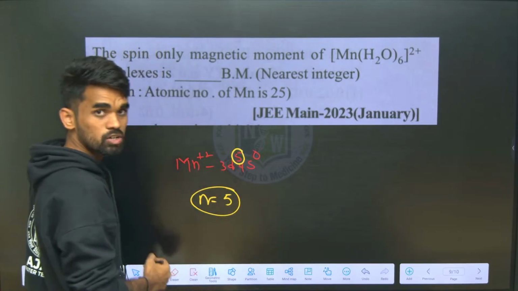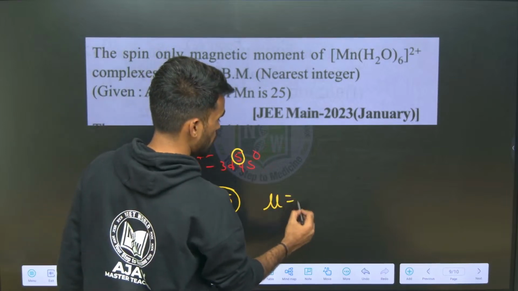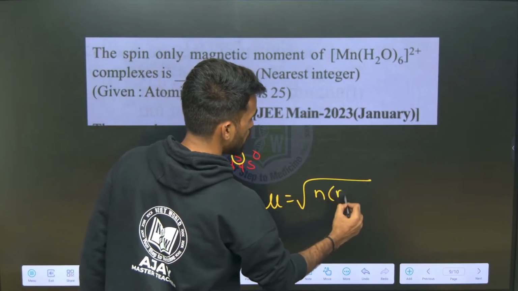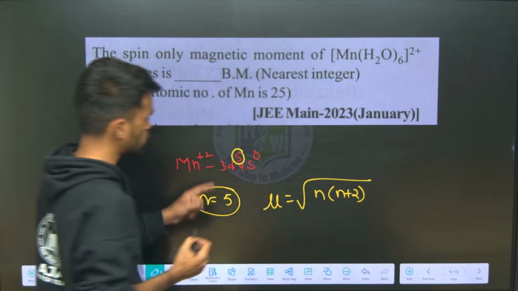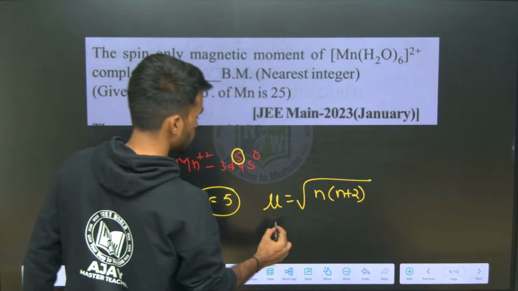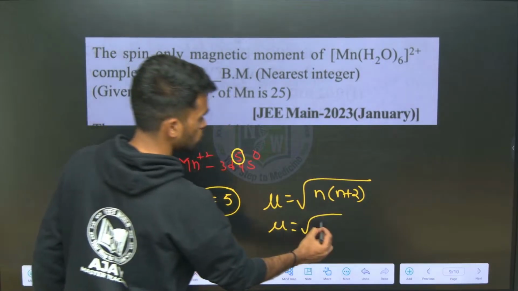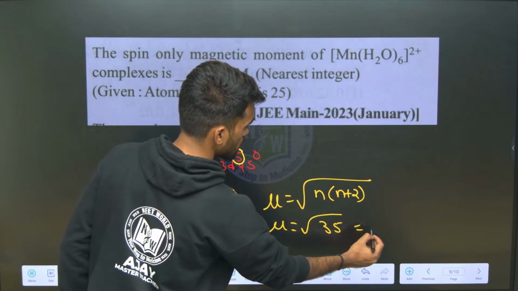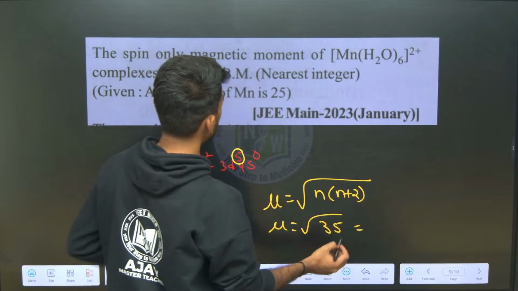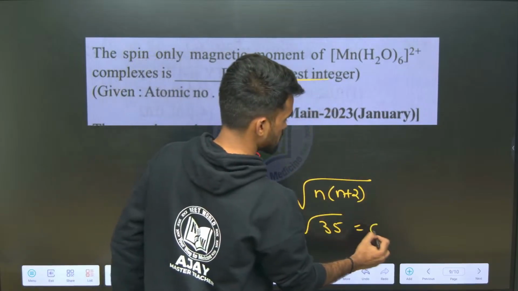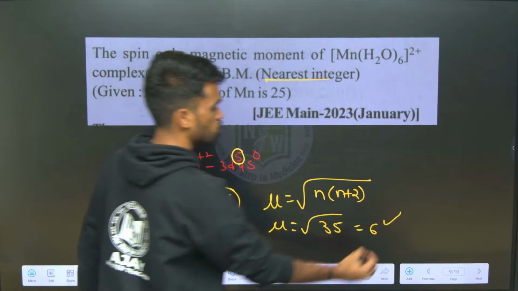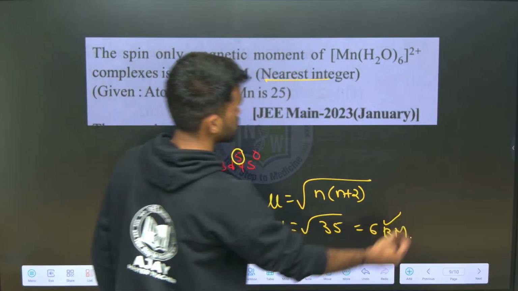So 5 unpaired electrons, what is the magnetic moment formula? Root over n into n plus 2 Bohr magneton. Substitute 5 over here. So you will get mu equals root over 5 into 7. Root 35 will be how much? It is around 5.9. The nearest integer value will be 6. So this is your answer. 6 Bohr magnetons will be your answer. Hope it is clear.